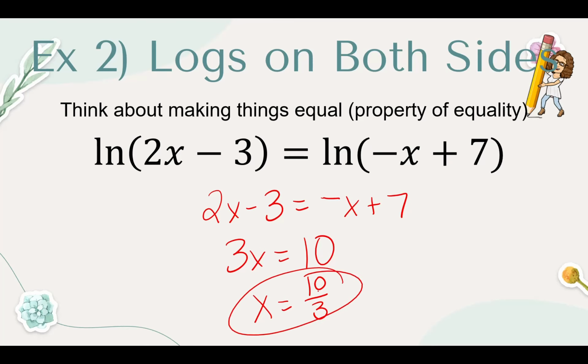And again, I want to plug that in. 10 thirds is 3 1/3, so this would be more than 3. And this would be still a positive number. So we're still good there. Both of them will not go to 0.